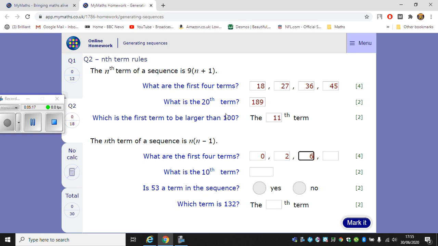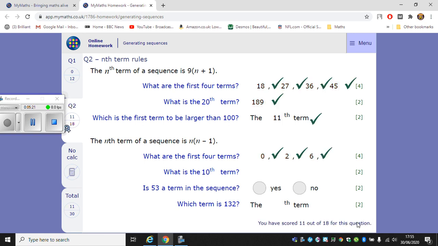The rest of the question is very similar to the one above, so I'll leave those for you to have a little go at. I'm just going to mark what we've done so far, and we've done pretty well so far.